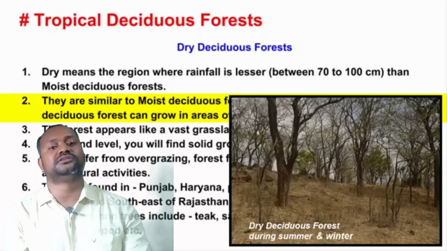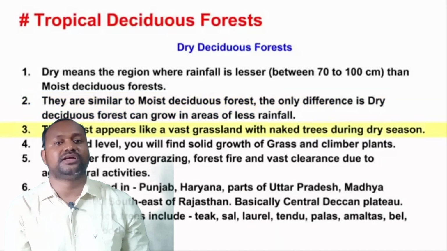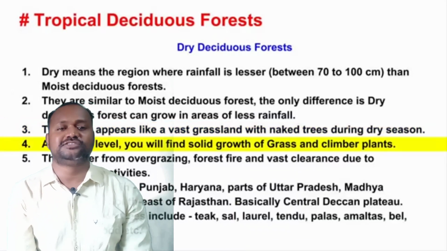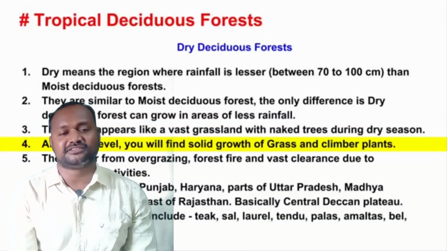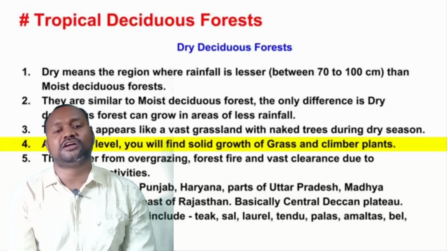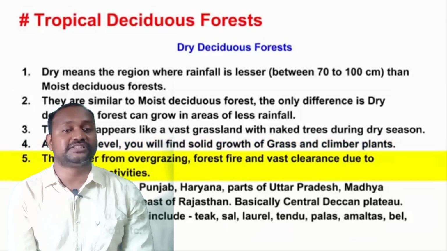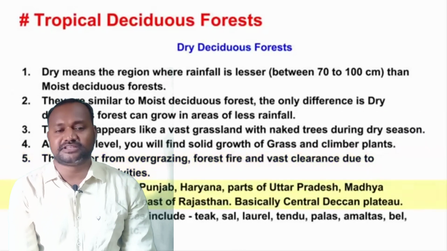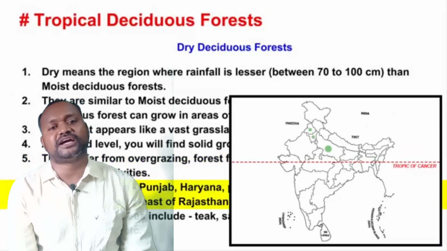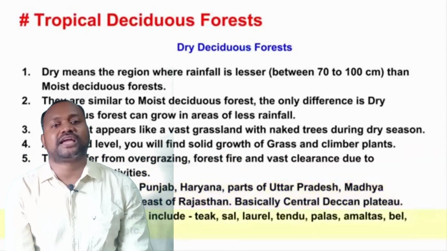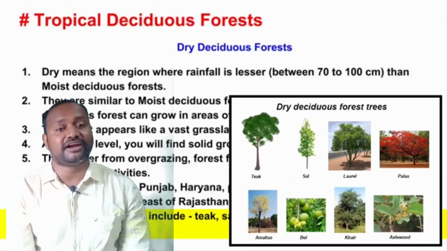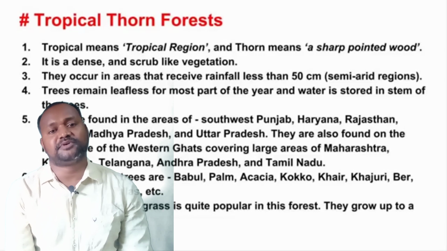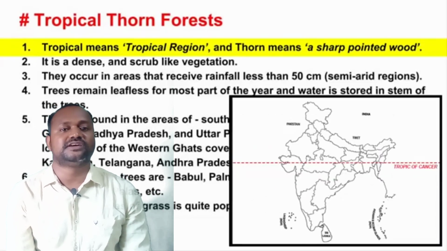Next, let's discuss the thorny forest. Listen student, thorny forests are also joined with the tropical dry deciduous. Here we receive rainfall of less than 50 cm or less than 75 cm. As the rainfall is very low, in such regions we have thorny bushes, cactus, xerophyte plants, and acacia. These types of plants are found in this region.